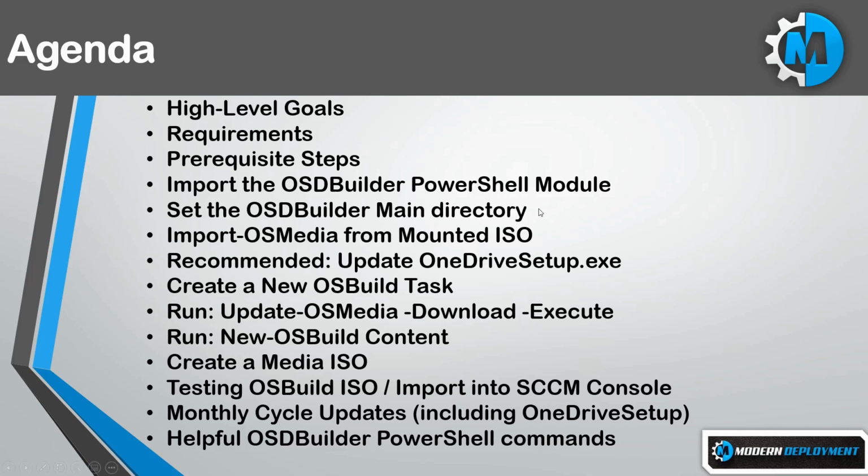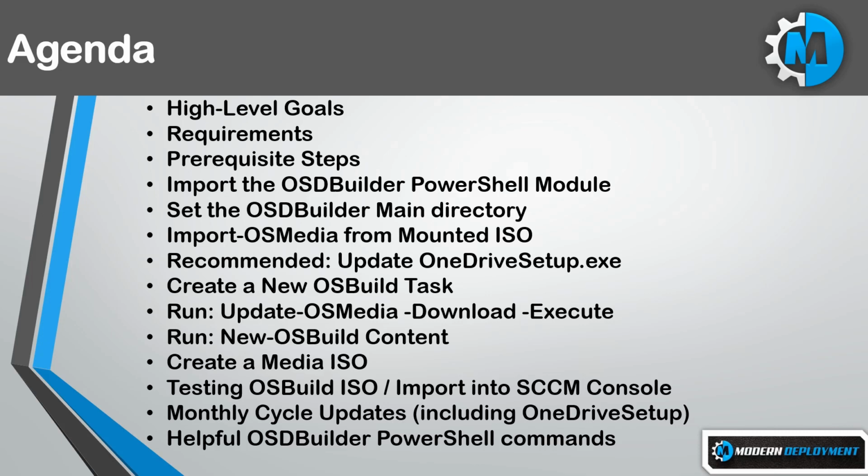We'll go through importing the OSMedia from a mounted ISO that we pre-downloaded for Windows 10 or Windows Server. We'll go through updating OneDriveSetup. This is good for Windows 10, so you have the latest version of OneDrive as part of the ISO build. We'll go through creating a new OSBuild task. So this is the task that's used once you import the media. This task is used on a month-to-month basis to run various configurations.